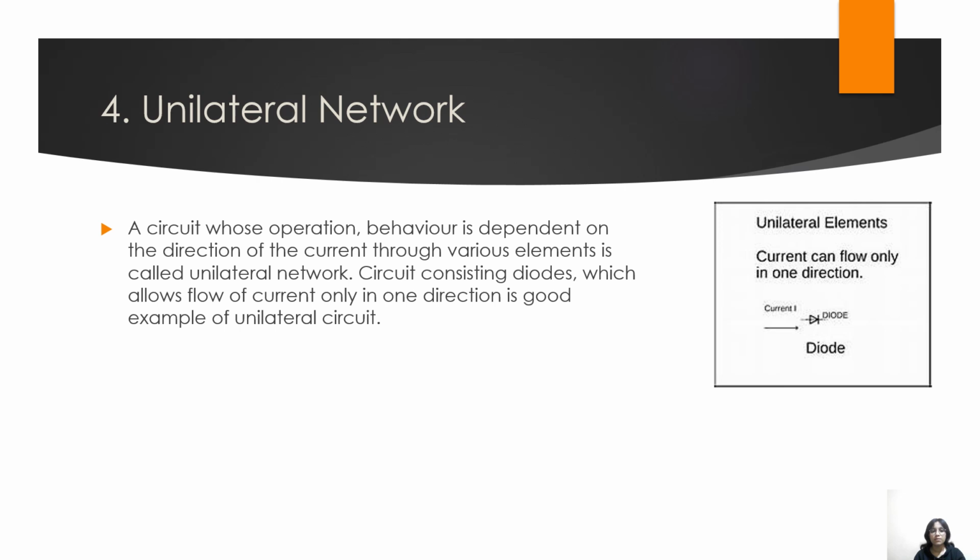The fourth type of network is unilateral network. A circuit whose operation, behavior is dependent on the direction of the current through various elements is called unilateral network. Circuit consisting diodes which allows flow of current only in one direction is a good example of unilateral circuit.